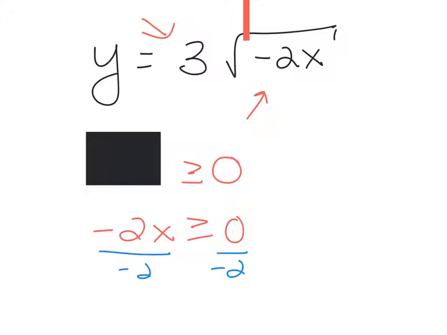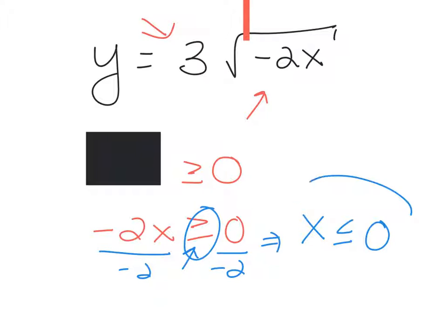So it's important to note that when we divide or multiply by a negative, we have to flip that inequality sign. So instead of being greater than or equal to, after I divide by a negative, it becomes less than or equal to. So here I can only use numbers that are 0 or less. And that makes sense to me because the numbers that are 0 or less are 0 or negative numbers.